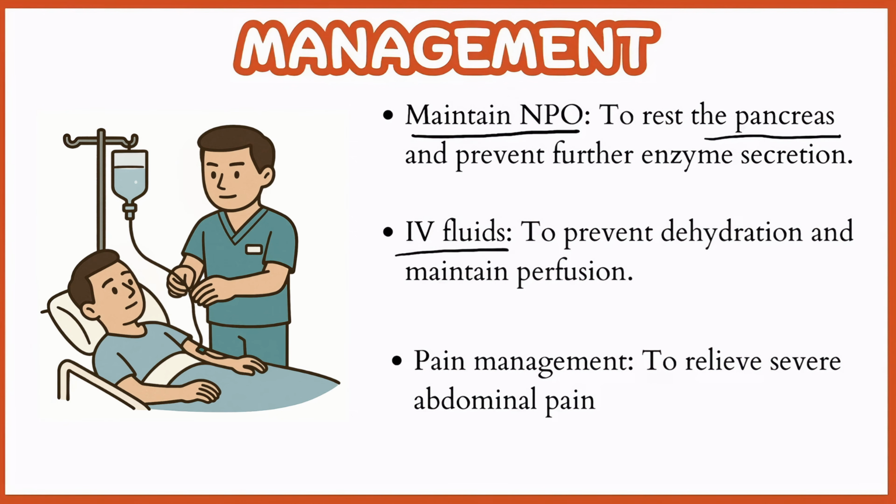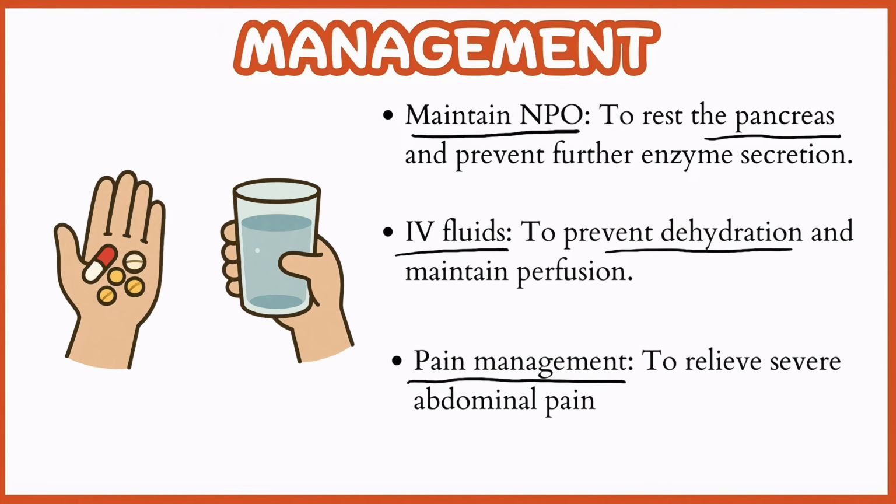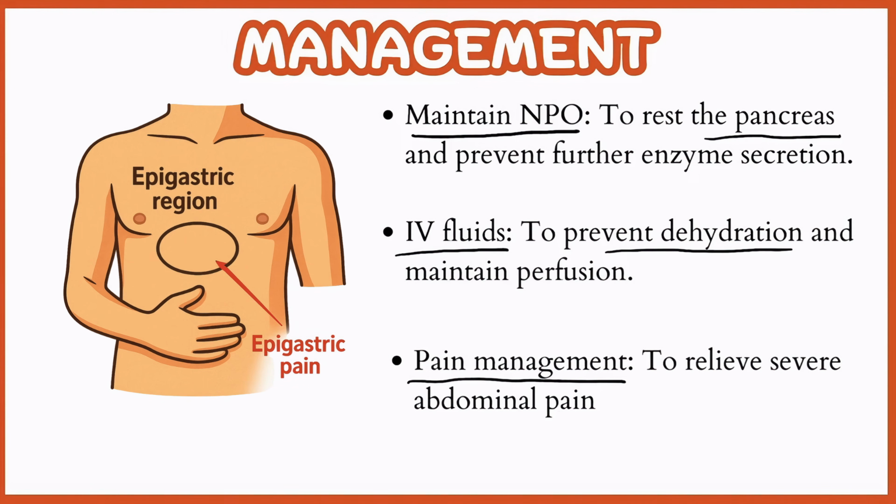Number two is IV fluids. Now, once a patient is on NPO, we give IV fluids. We want to prevent dehydration. Number three, pain management. We want to manage this pain. And where is this pain located? In the epigastric region. Great.